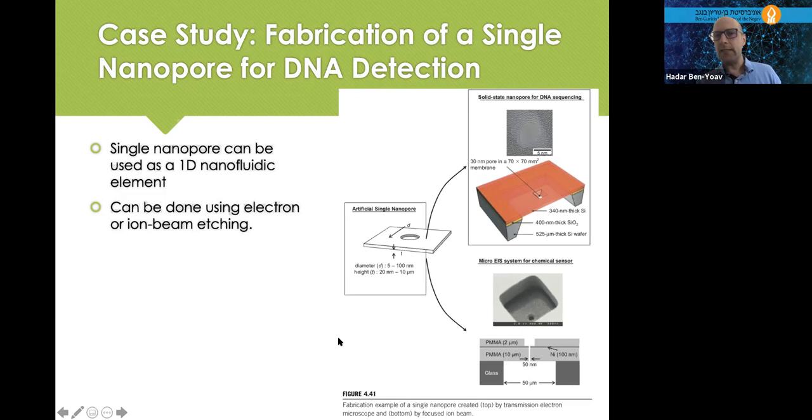So this is an example that when you need a single nanopore, you can use ion beam milling just to go through a layer of PMMA, of a resist, and get into the other side. Any questions on this slide?